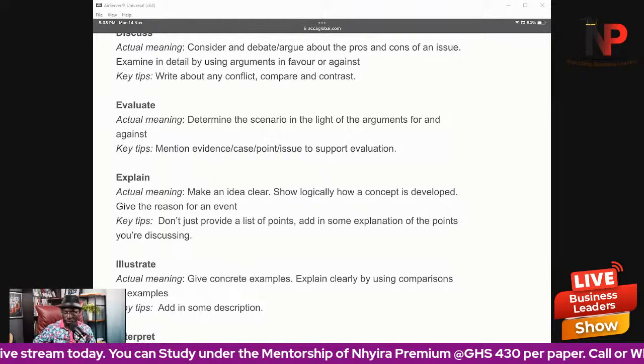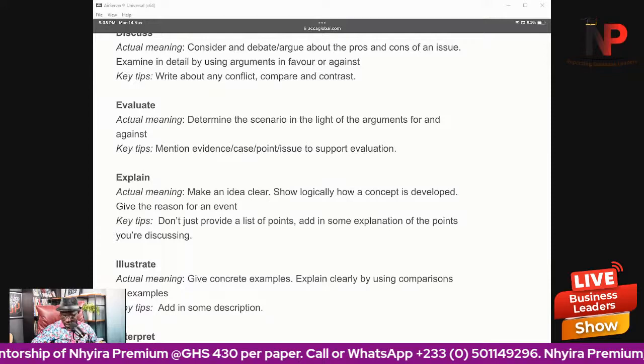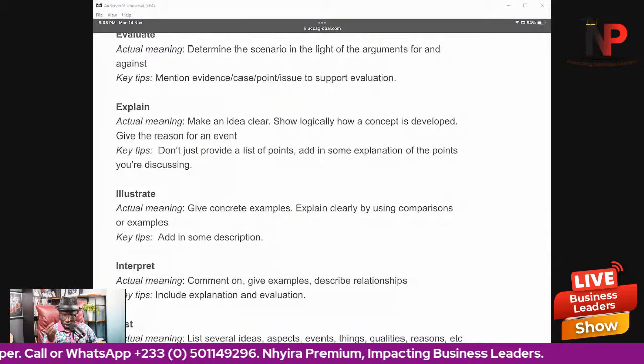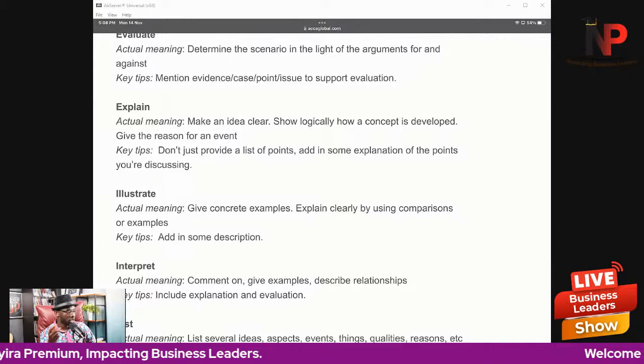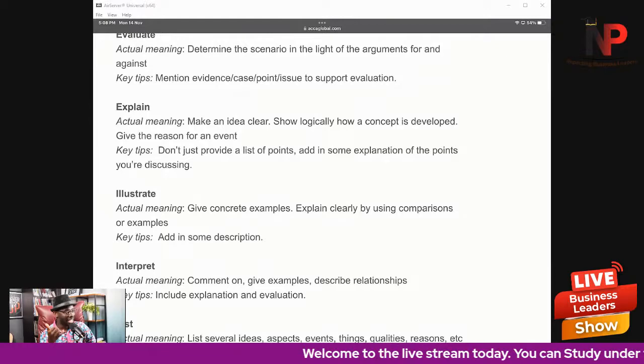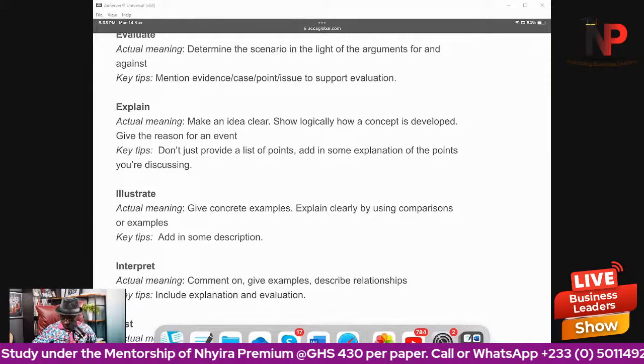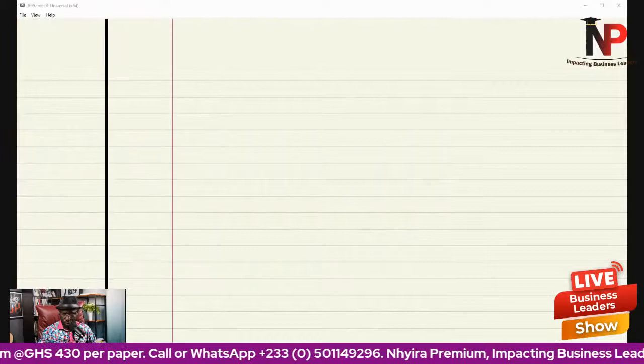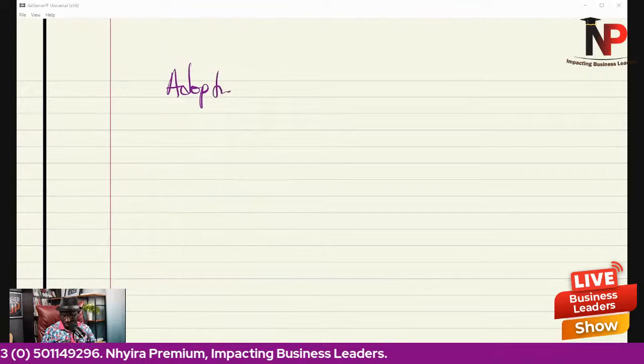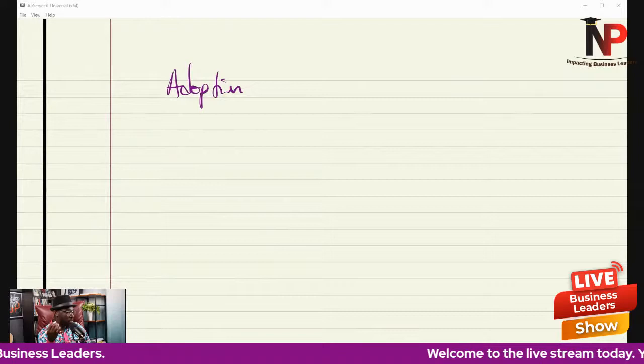That is very important. Next one, explain. Explain means you make an idea clear, show logically how a concept is developed, and give reason for an event. So you don't just provide a list of points, add in some explanation of the point you are discussing. This is what many people do. The examiner says, explain five factors to be taken into consideration when adopting the IPSAS.